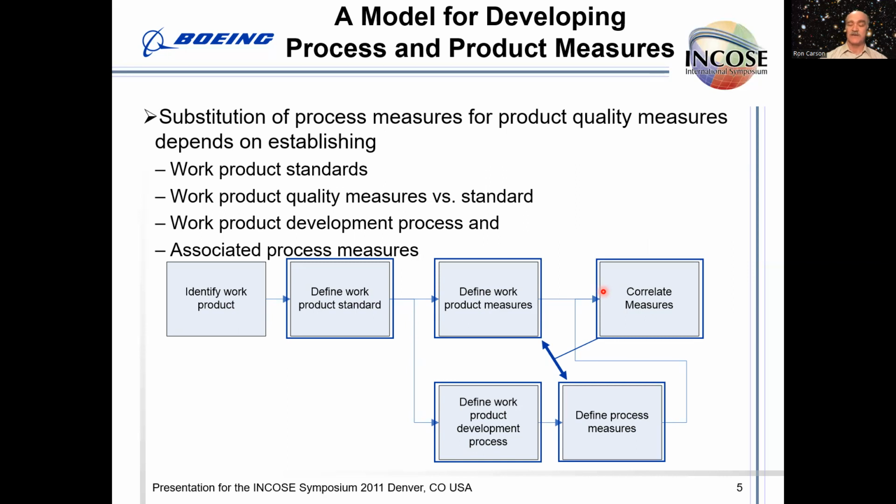And if we can do that successfully, then we can rely on the process measures more than the work product measures to give ourselves confidence that we are providing work products of requisite quality that satisfy the work product standard without relying solely on inspection at the end of the activity when we've completed the work product. So that's the concept.